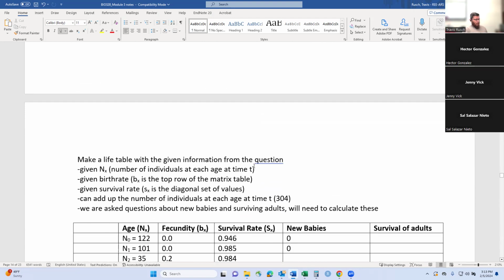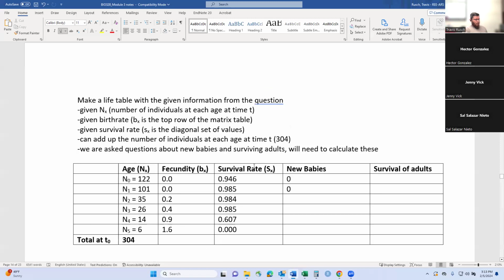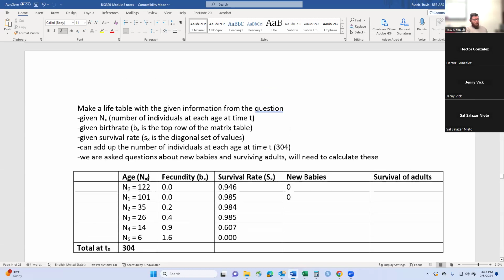So the first thing I'll do is make a life table where I plug it in. We're given age categories and numbers for them, so we can fill those in and add them together, and we know our initial population was 304, and how many individuals we have in each age category. With each age category, we're given a fecundity value, so we can fill those in. And we're also given survival rates, so we can fill those in.